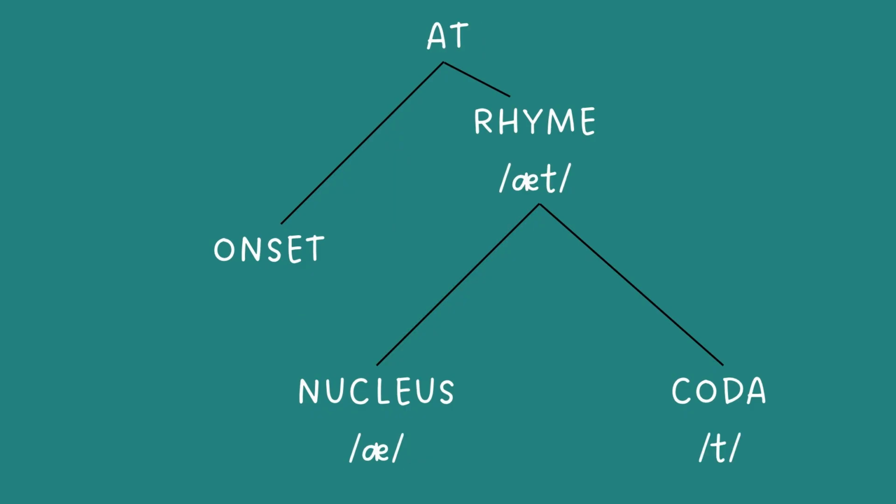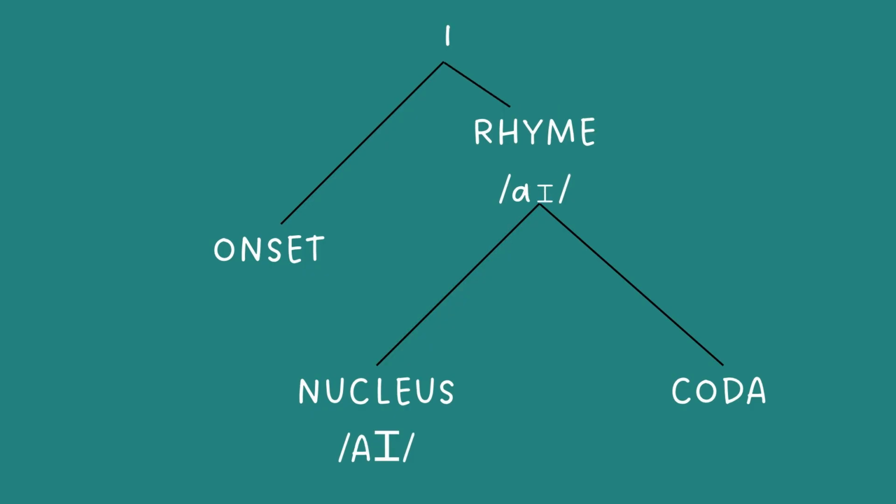Now let's look at the word at. This word has no onset because it starts directly with the vowel sound. The nucleus is a. The coda is t because it comes after the vowel. The rhyme is at, which combines the nucleus and the coda. So this example teaches us that some syllables may not have an onset.